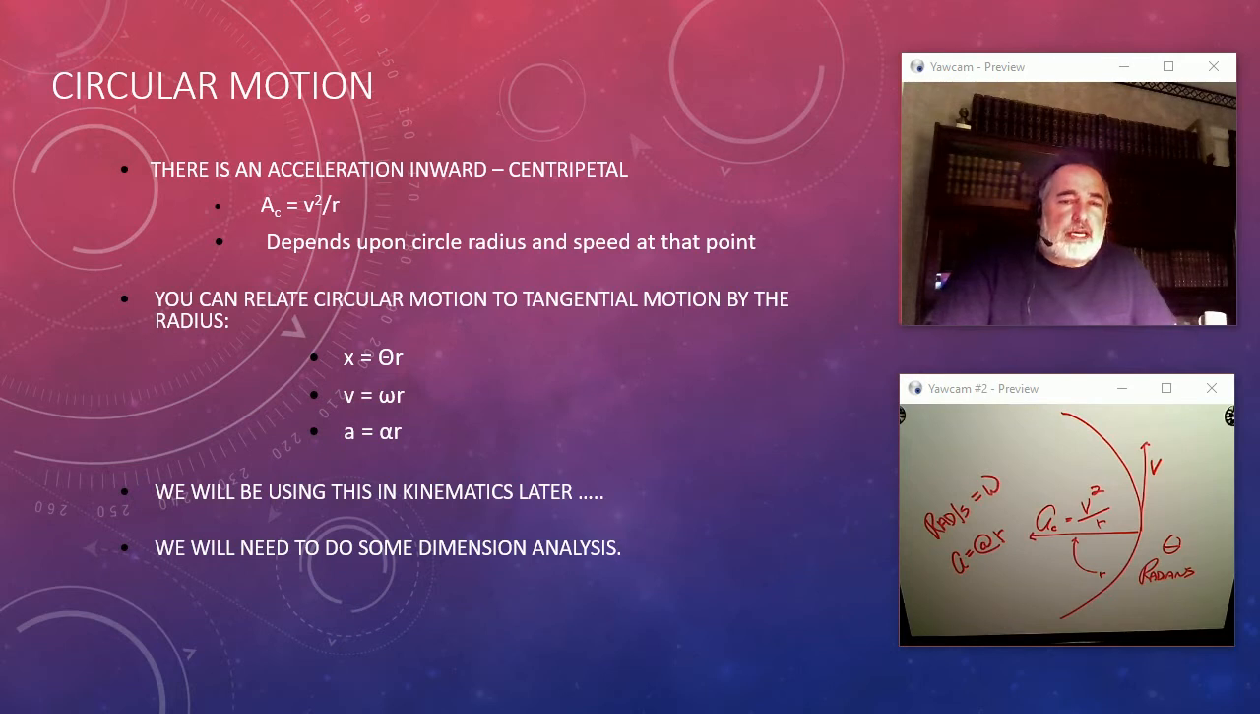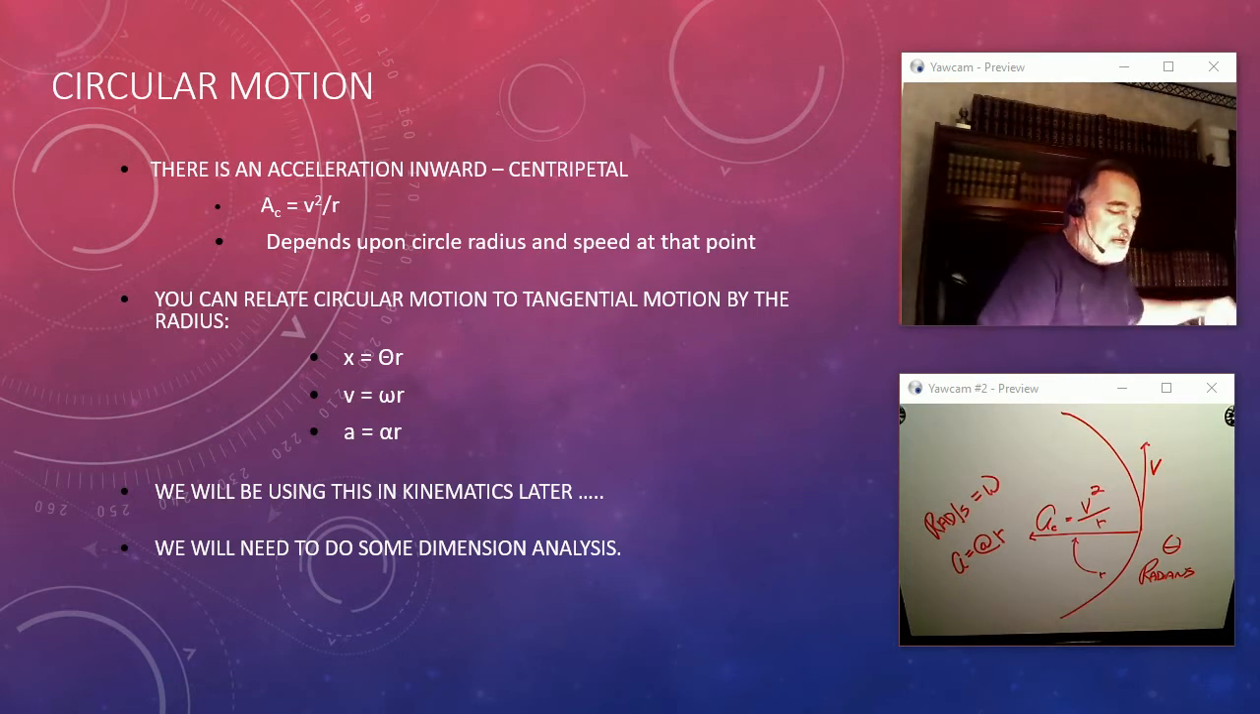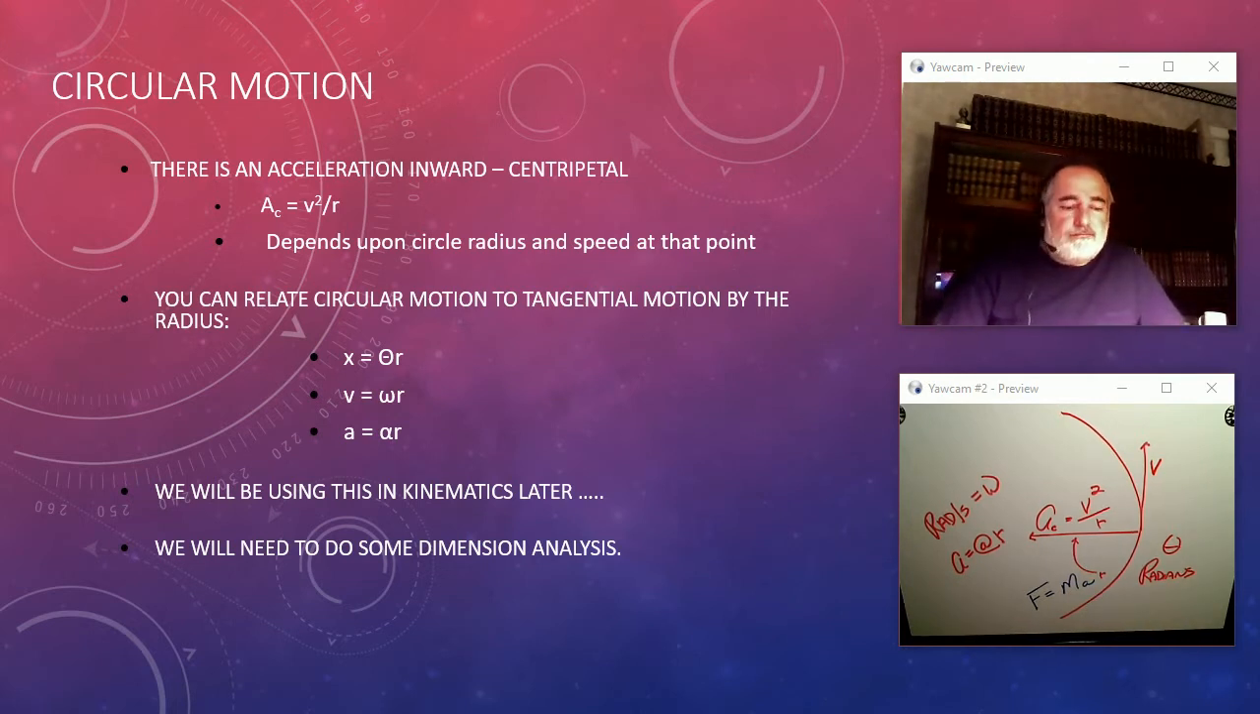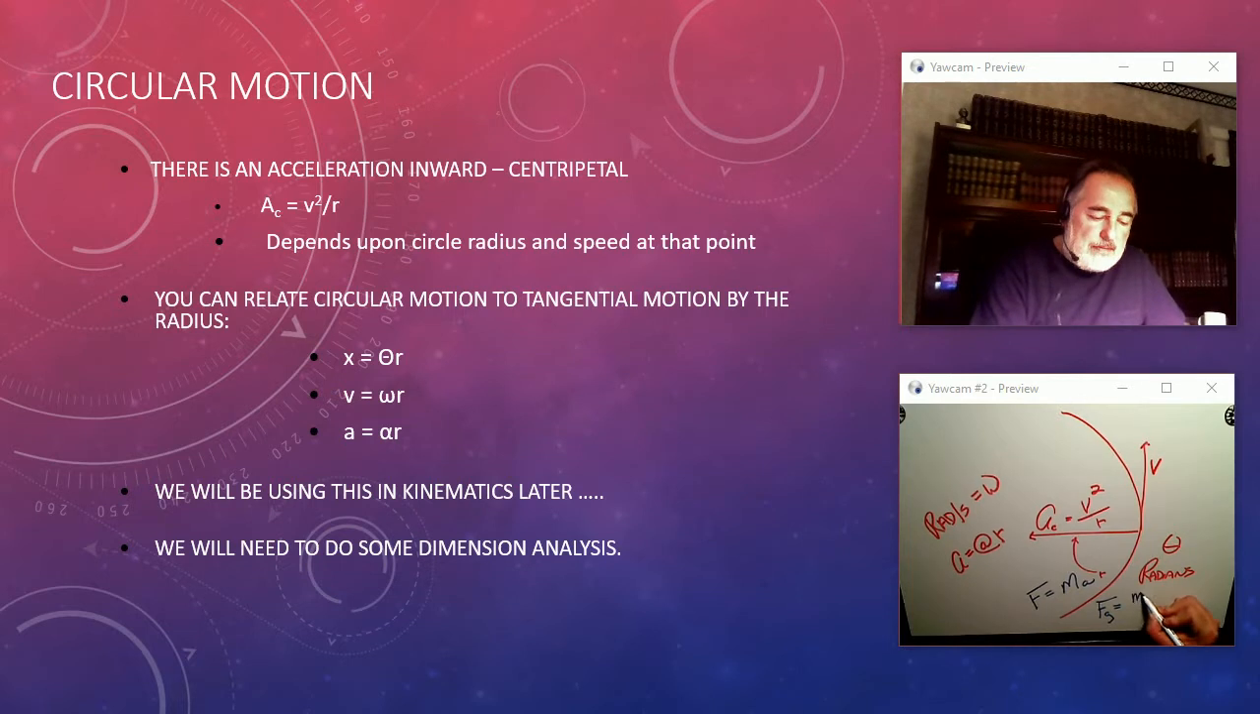We're going to be using this in kinematics later, but for this particular topic, you're going to need to do some dimensional analysis. You're going to need to understand that. Also, keep in mind that what we're talking about is an acceleration, and of course, if we're accelerating around a curve, we still have F equal ma. So if I want the force of that centripetal acceleration, it's mv squared over r. Just multiplying the m in here.